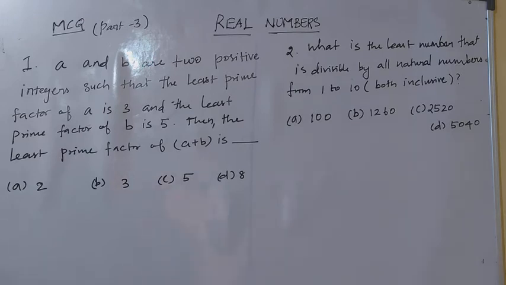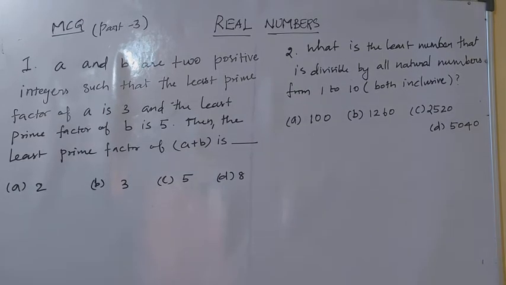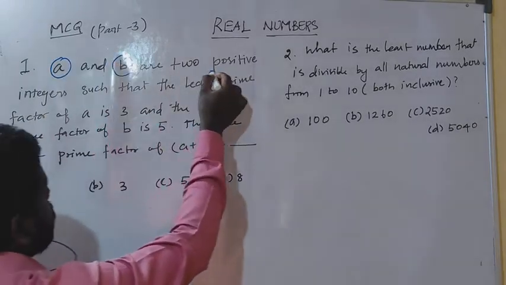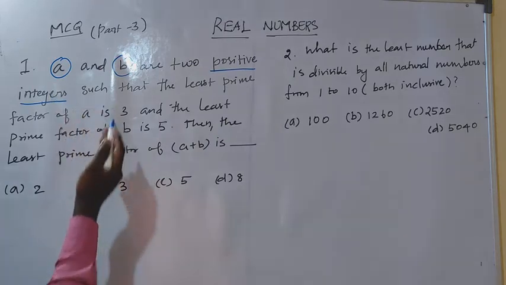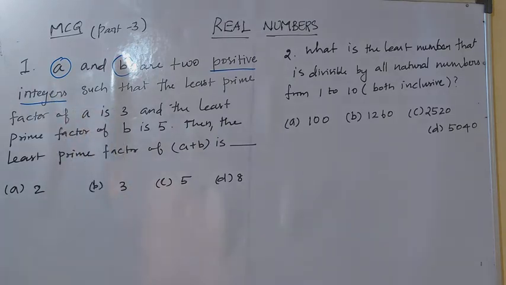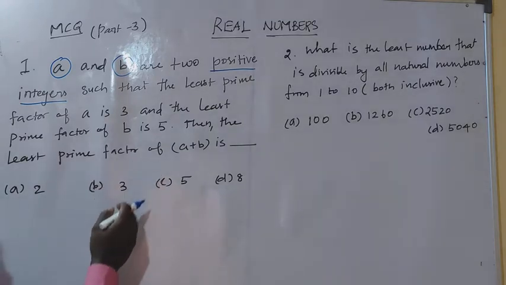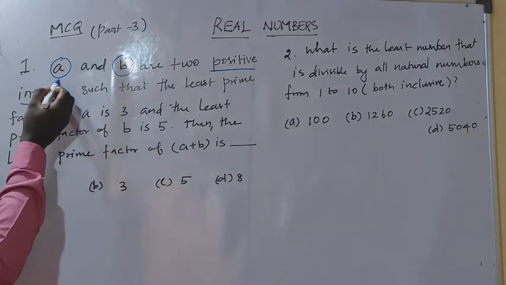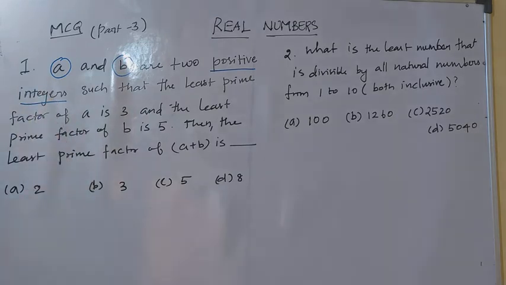See the first problem. I have that a and b are two positive integers. Fine. So first I want to know what is the meaning of positive integers, right? Positive integers means a number starting from 1 and going to plus infinity. Positive integers are also known as natural numbers. So they are talking about a is a natural number and b is a natural number.